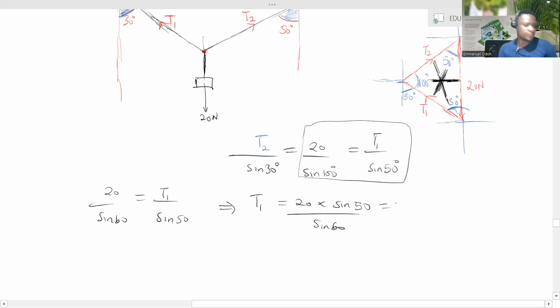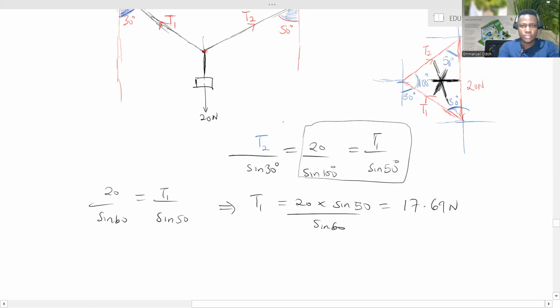So what do we have there? I use my calculator to get that. This is my calculator. So I'm punching the calculator now. 20 times sine 50 divided by sine 60. What do I have? I have 17.69. So I have 17.69 Newton. That's the value of my T1.